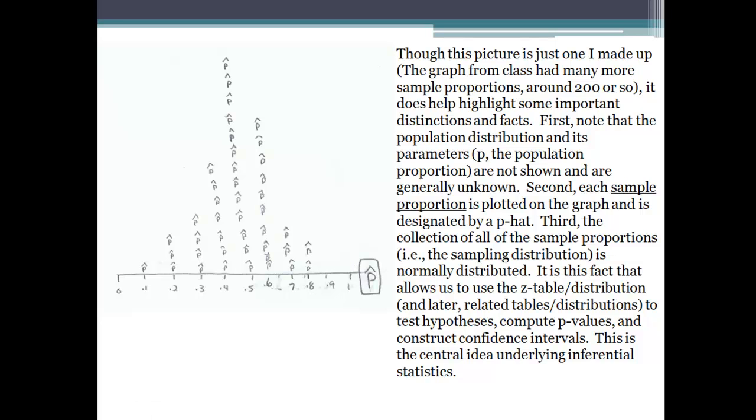It's that fact, that this sampling distribution of p-hats is a bell curve, that allows us to use the z-table and other related tables and distributions as we move forward in the class to test hypotheses, compute p-values, and construct confidence intervals. I know you probably don't know what those are yet, but that's what we're going to be doing for the rest of the course.